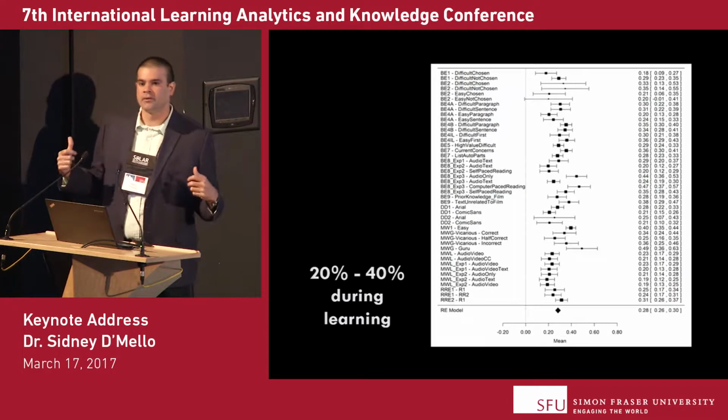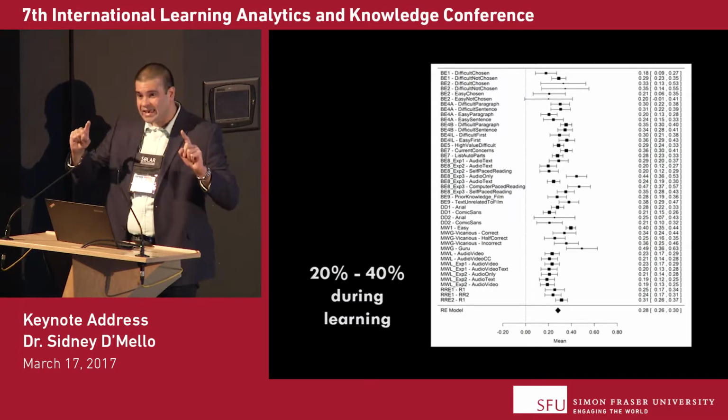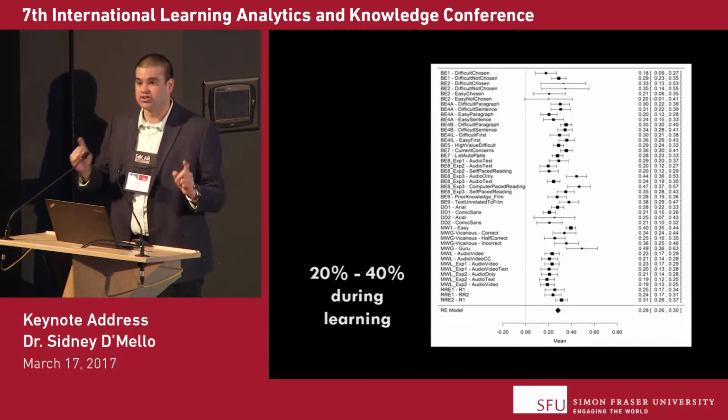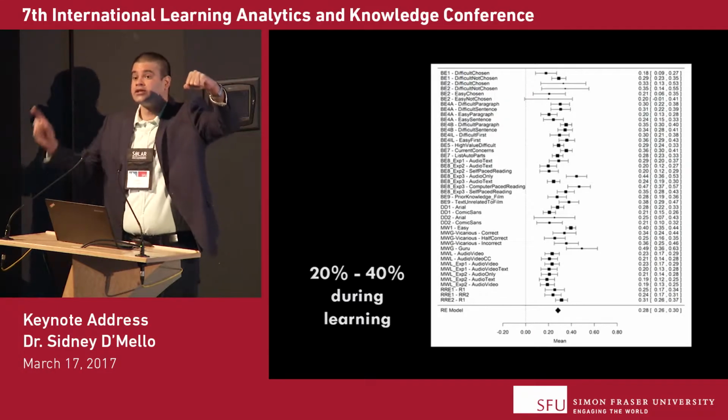Let me just take a minute here to tell you about how mind wandering is tracked in these studies. So first, mind wandering means thinking about things other than the content. So if you're reading something and you're making an inference that goes beyond the text, that is not mind wandering.